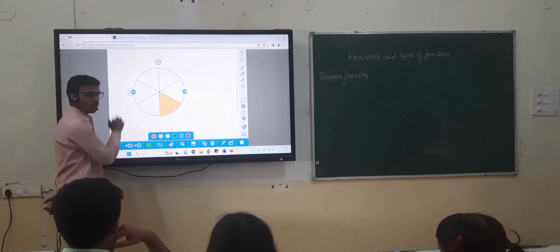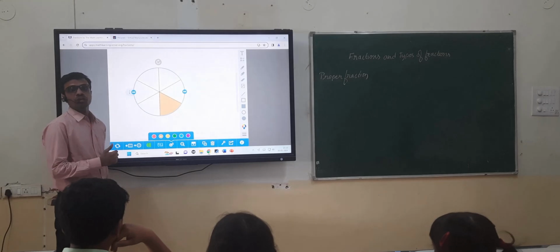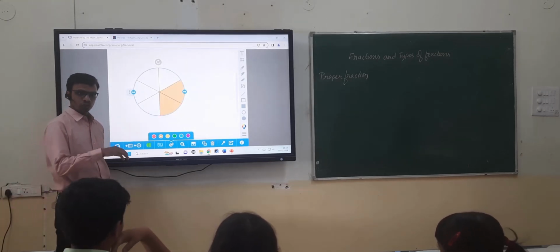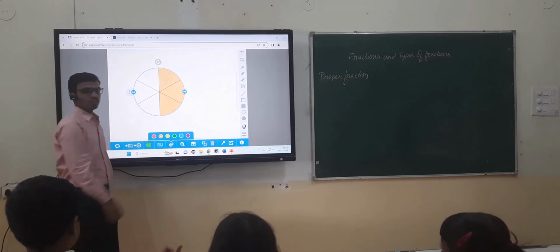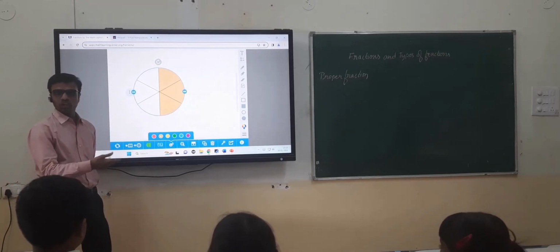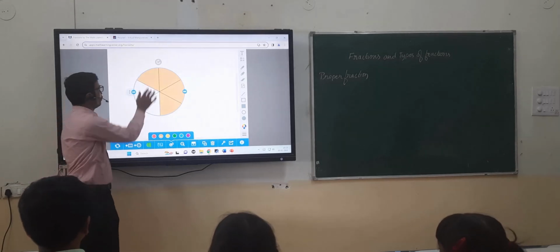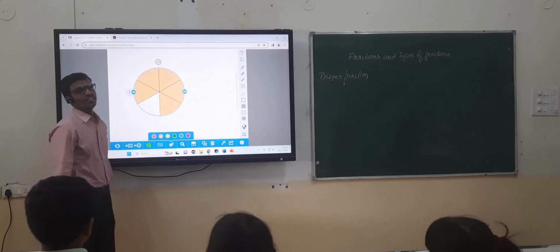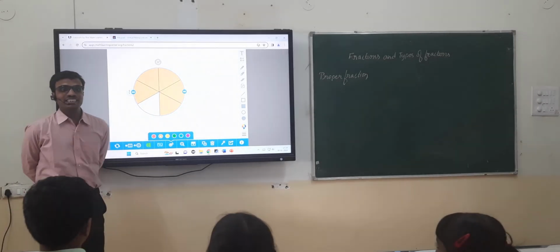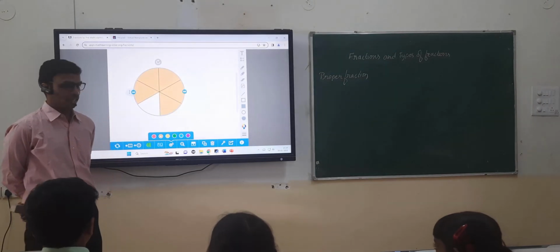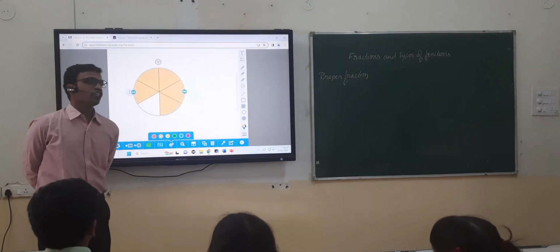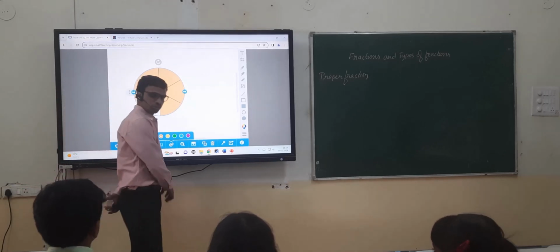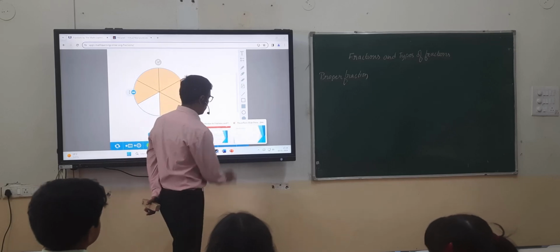Proper. In this 1 by 6 also we have a smaller numerator than denominator. In this 2 by 6 also we have a smaller numerator than the denominator. Third also 3 by 6, 3 is smaller than denominator. 4 is also smaller than denominator. 5 is also smaller than denominator. These all are examples of proper fraction. The meaning of proper fraction is the numerator should be smaller than the denominator. Understood? Now we will go to the next one.